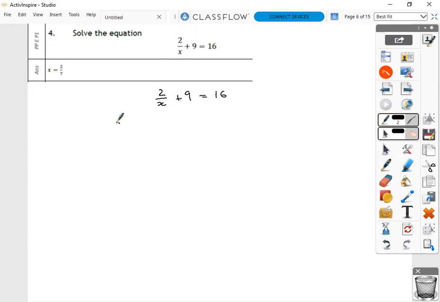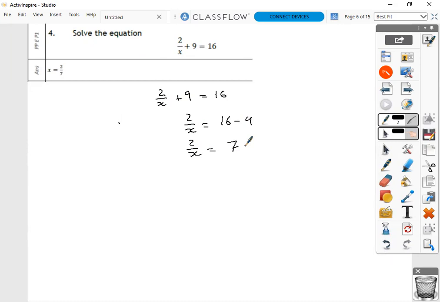Okay, we need to deal with this equation in a certain order. And that x, if we moved it too early, will affect that variable there, or that number there. So I'm going to move that whole number across. I can move that whole number over to the right hand side and just leave myself with 2 over x. 16 minus 9 is 7.